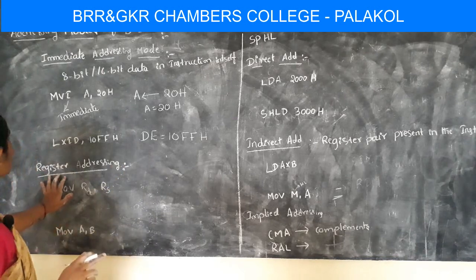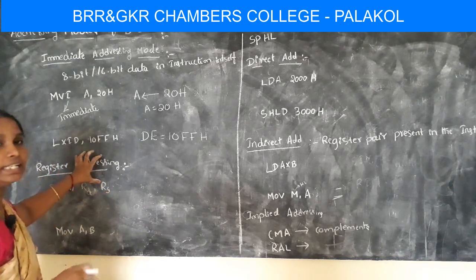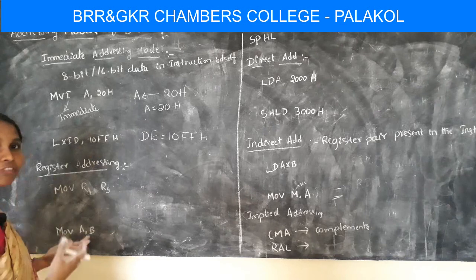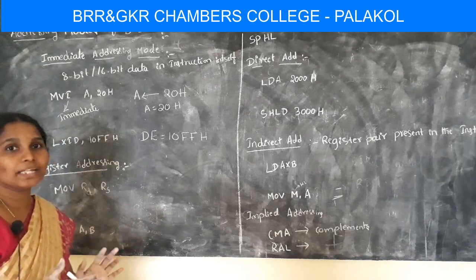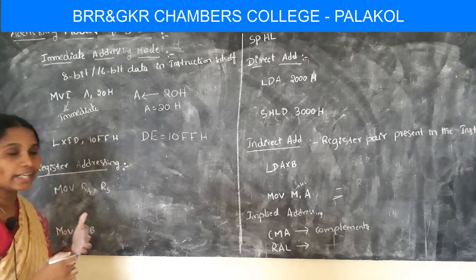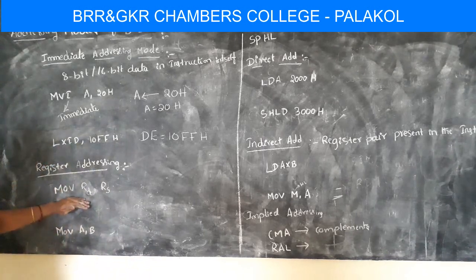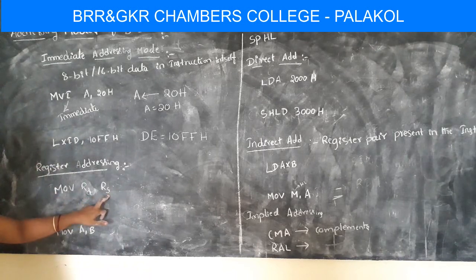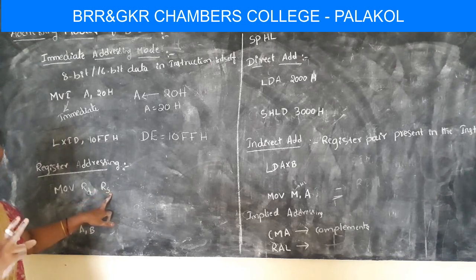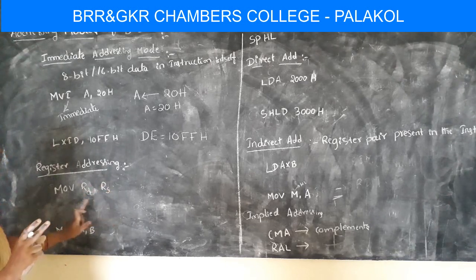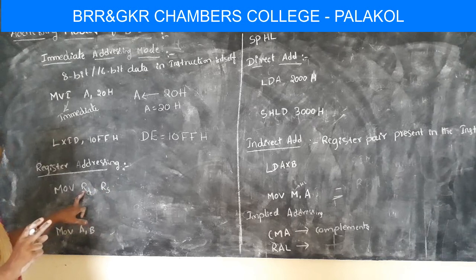Next, register addressing mode. It specifies the data transfer from one place to another, meaning we have to write the registers in the instruction. This is the example: MOV Rd, Rs. Here Rd is the destination register and Rs is the source register. The meaning is that the contents of Rs are moved to Rd.